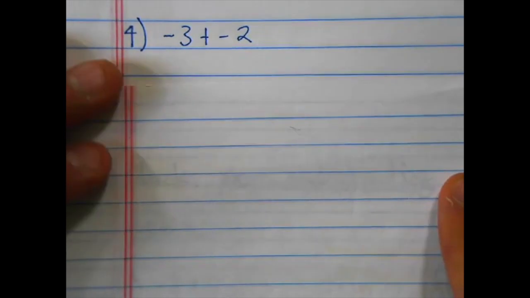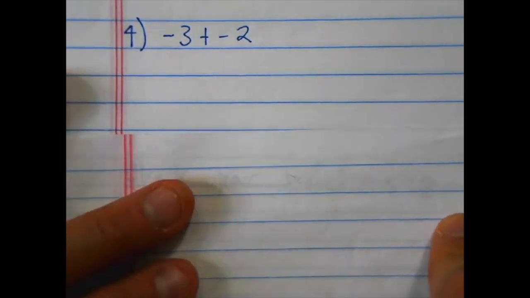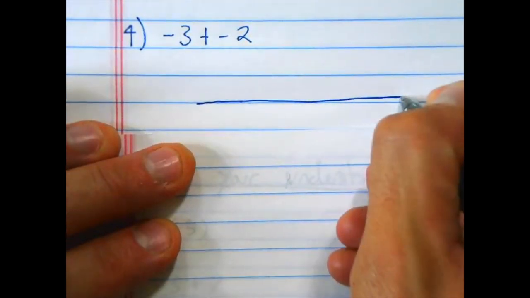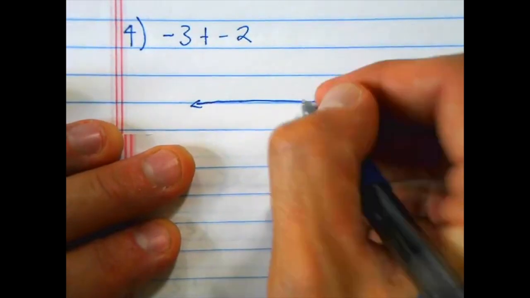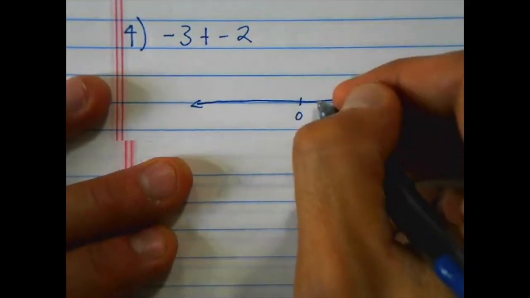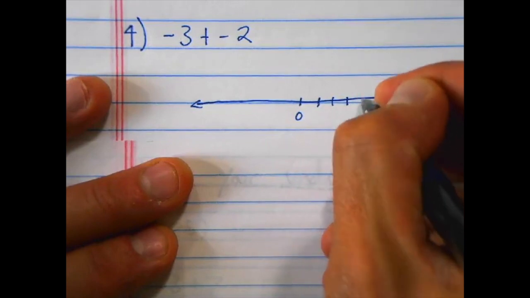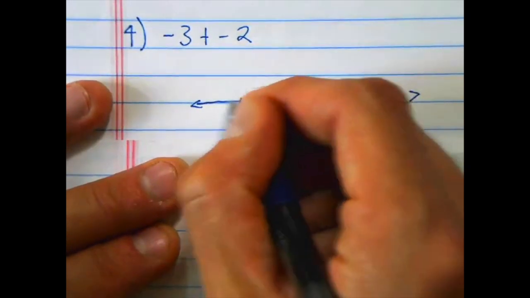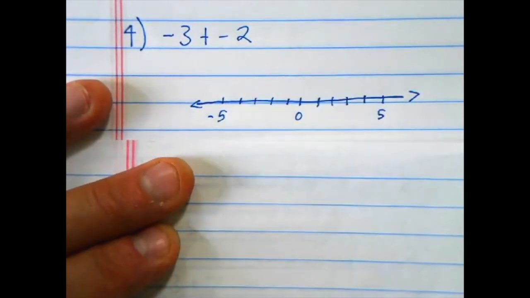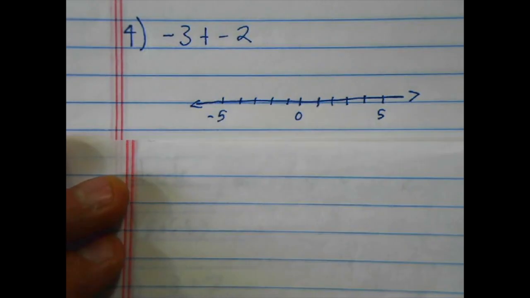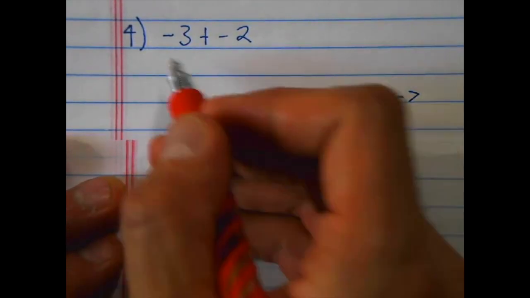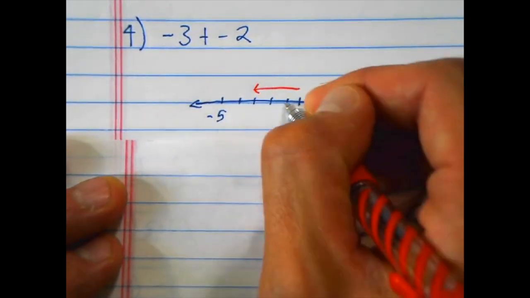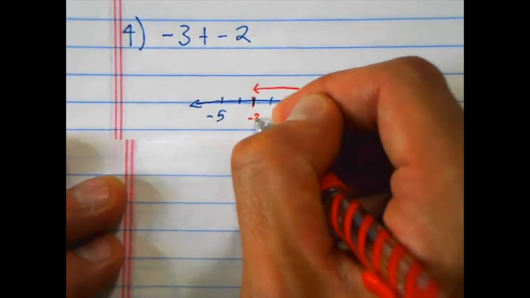Negative 3 plus negative 2. Just like all of the problems, we're going to start with a number line that has some nice equally spaced tick marks. And for these problems, we're going to continue with 5. So 1, 2, 3, 4, 5. And 1, 2, 3, 4, 5. But that's negative because it's on the left of the number line. Okay, so we're going to start out with negative 3, which is 3 units over to the left. 1, 2, 3. There's negative 3.